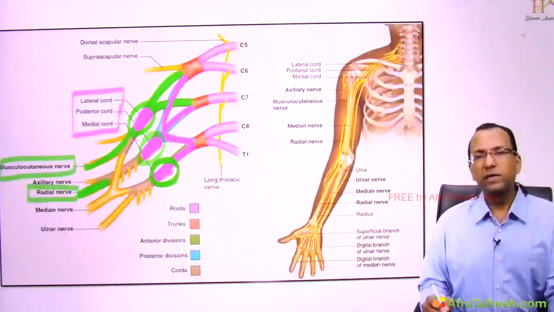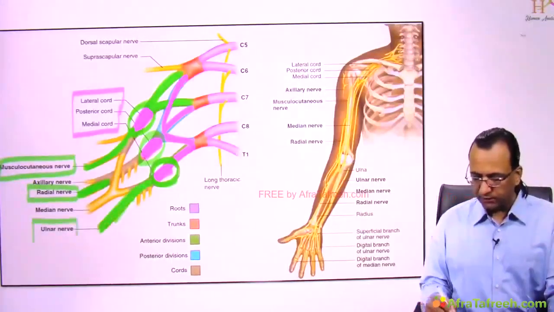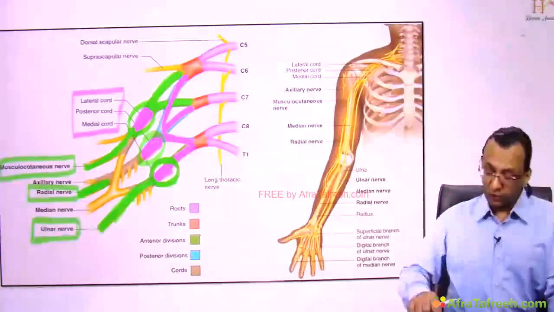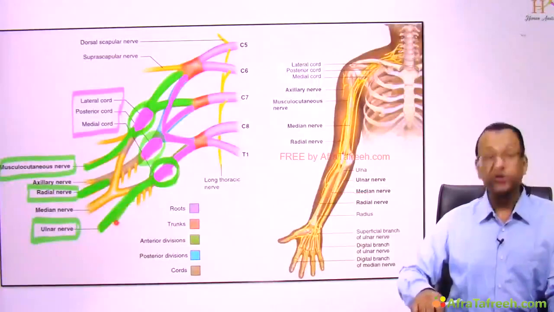And what of the medial cord? The medial cord will continue as the medial nerve, which is the ulnar nerve. So the medial cord of the brachial plexus will continue as the ulnar nerve.